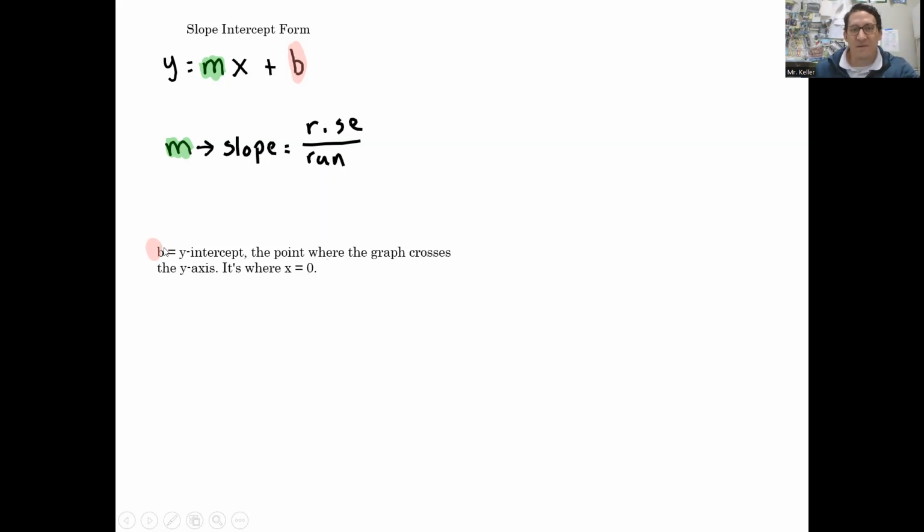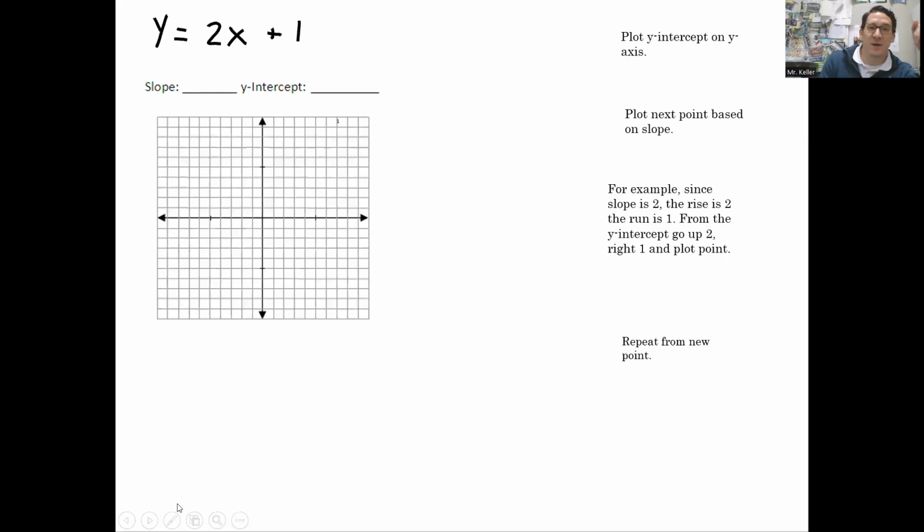And then we have the b value, that is the y-intercept. I call that the starting point. That's going to be the first point that we graph on the y-axis, the up and down axis. And this is where x is equal to 0. So let's look at an example here. First thing you want to do is plot your y-intercept on the y-axis.